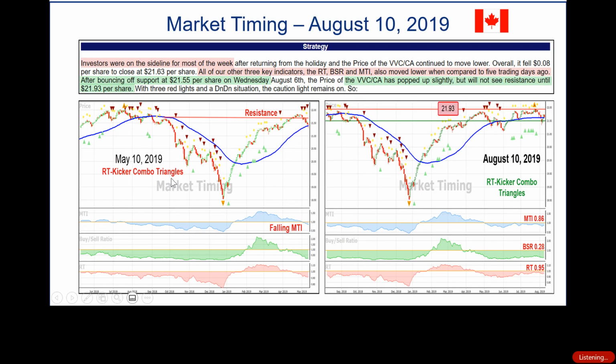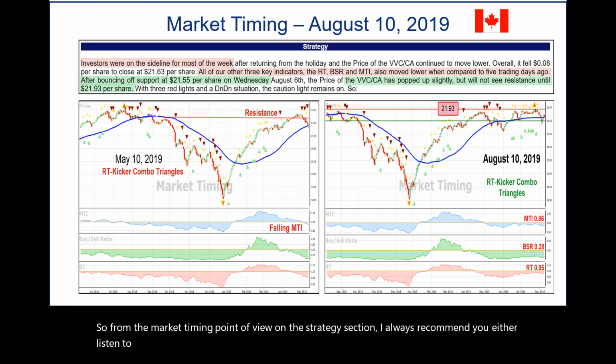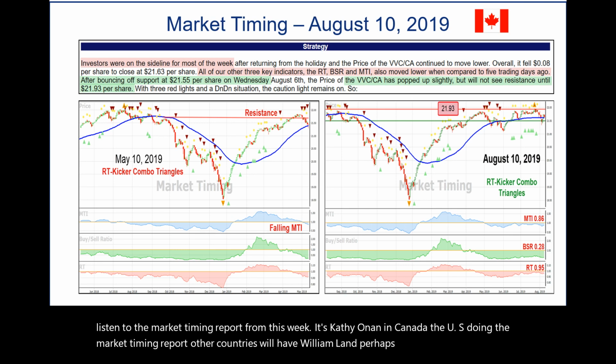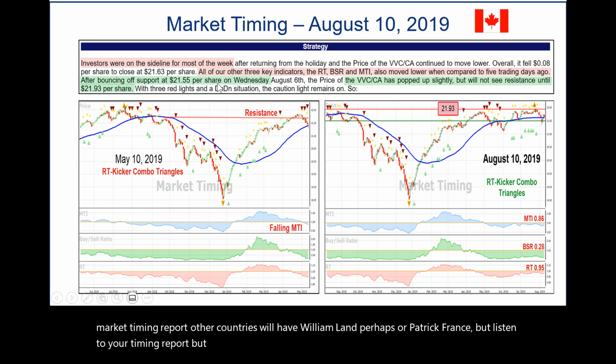So from the market timing point of view, on the strategy section, I always recommend you either listen to the market timing report from this week. It's Kathy Onan in Canada and the U.S. doing the market timing report. Other countries will have William Land perhaps or Patrick France, but listen to your timing report, but always read the strategy section. You get a little extra insight and guidance here.